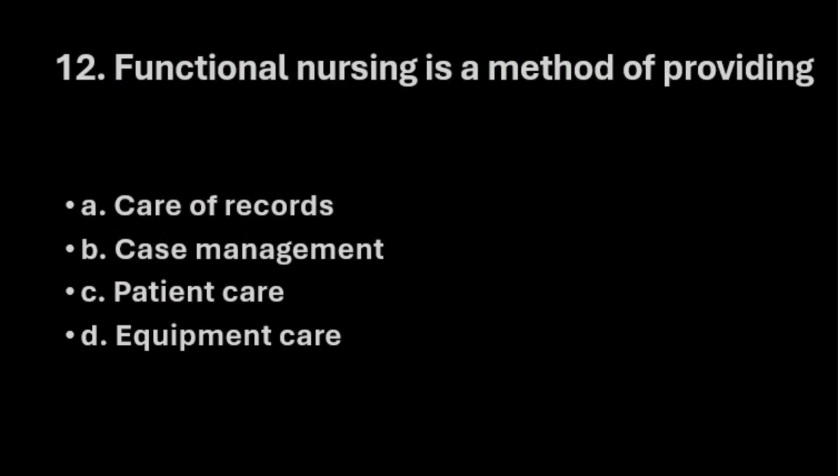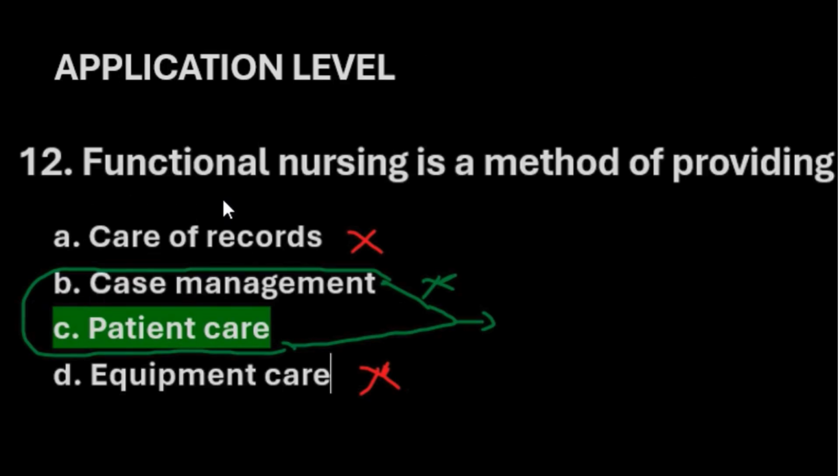Next question. Functional nursing is a method of providing option A, care of records, option B, case management, option C, patient care, option D, equipment care. The right answer here is option C, patient care.